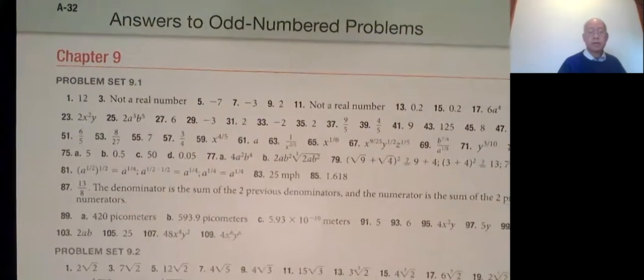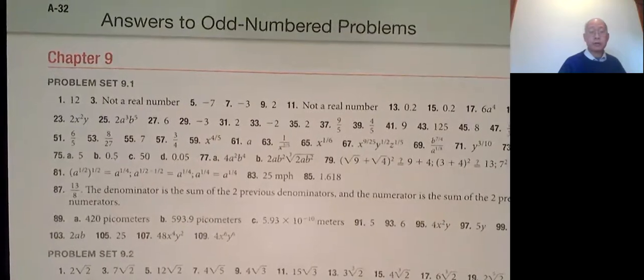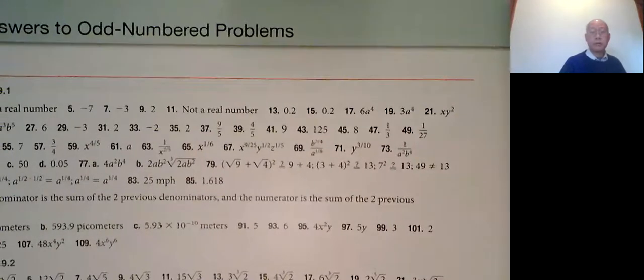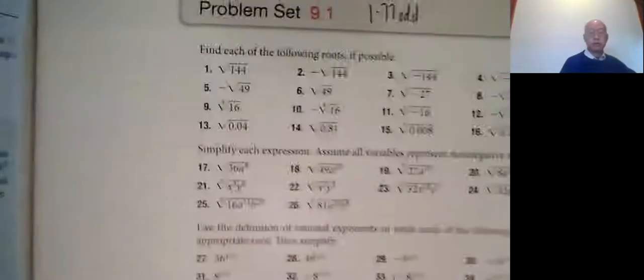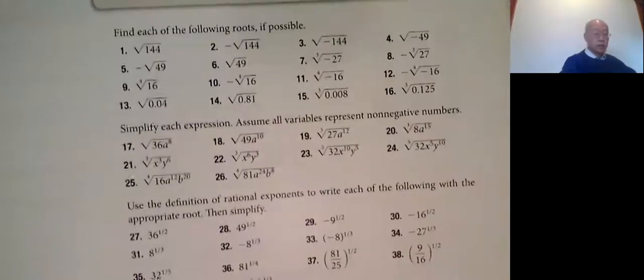Okay, so I think you can see the left side. Let me scroll over to the right side to catch any comments from over there. All right. Good. As you can see, we're doing roots and radicals now in section 9.1.